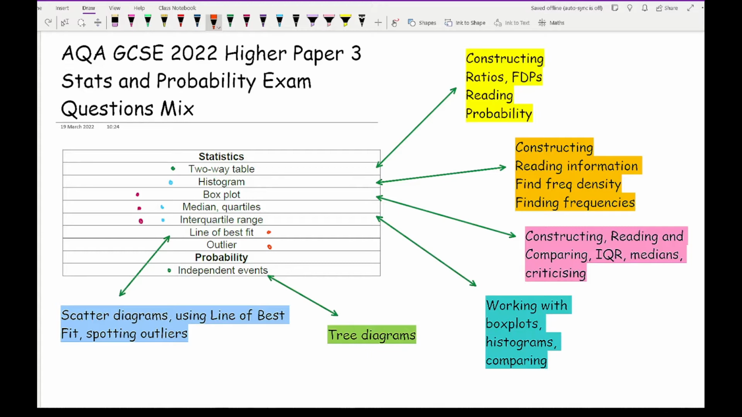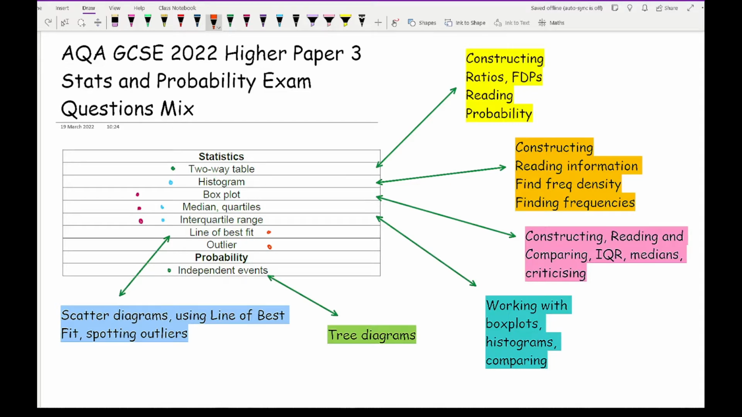With histograms, you want to be able to know how to construct a histogram from some grouped frequency data. You also want to be able to read information from a histogram and also work backwards. So in other words, finding the frequency density from a diagram to complete a table, and also finding frequencies. Now, sometimes in a histogram, particularly in some newer questions, they are linking it to finding the interquartile range and the median and the quartile values or estimated values. So it's worth reviewing and knowing how to do those.